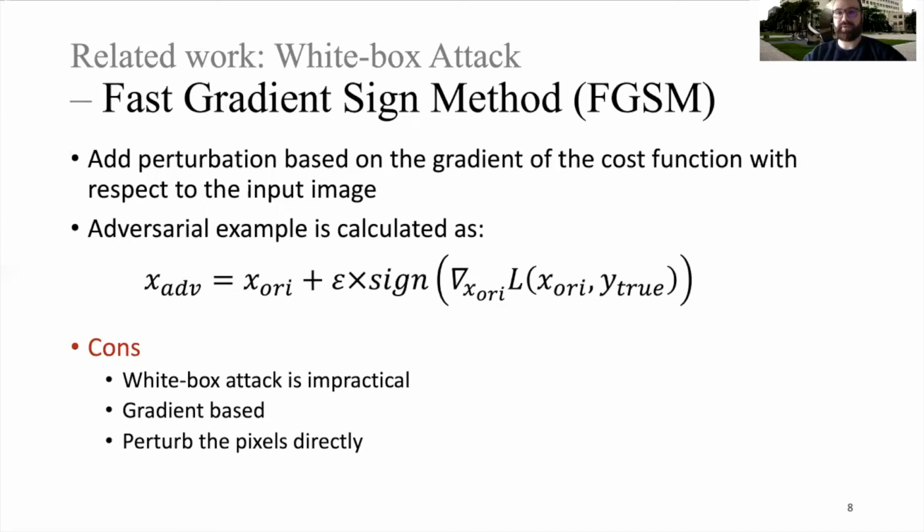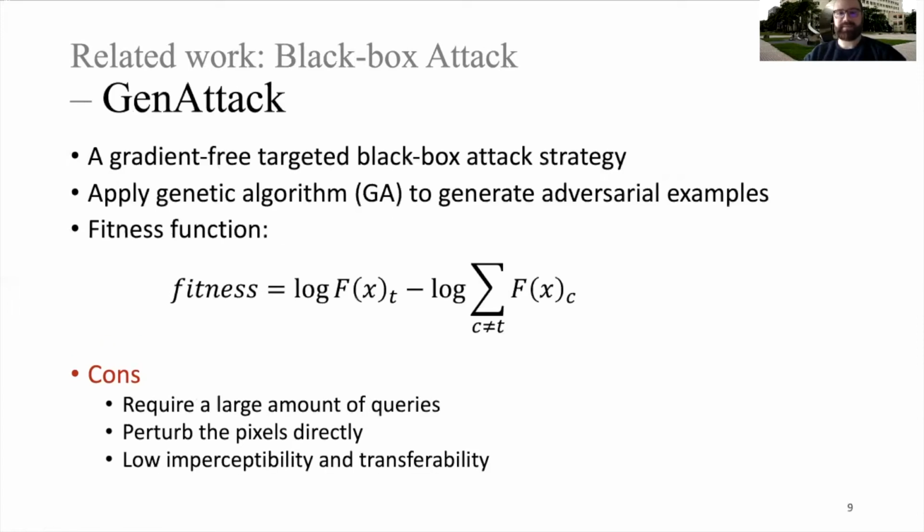The first one assumes that it has white box access to the classifier, and uses a gradient-based idea to craft these adversarial images. Nevertheless, the white box attack is impractical in practice, and also they perturb the pixels directly. The second work, GenAttack, uses a gradient-free idea. The idea is to use a genetic algorithm, and they create many generations to find the adversarial image. Some of the disadvantages of this work are that it requires a large number of queries to the classifier in order to create one adversarial image, and they still work on perturbing the pixels. And at the end, they obtain a very low imperceptibility and transferability.